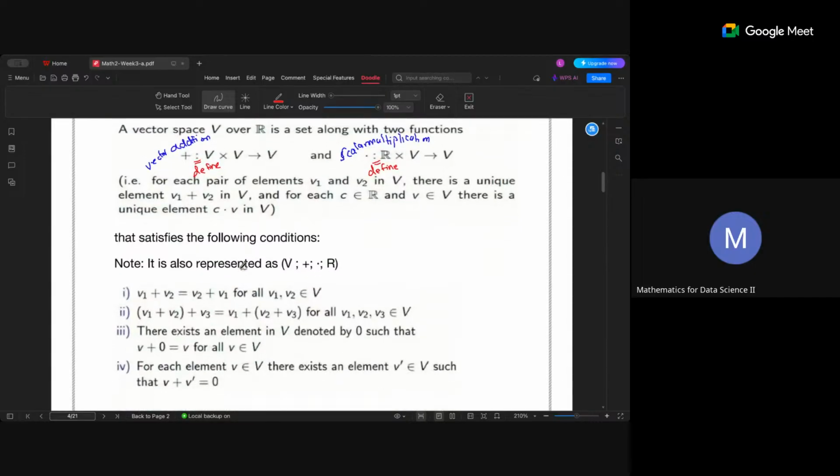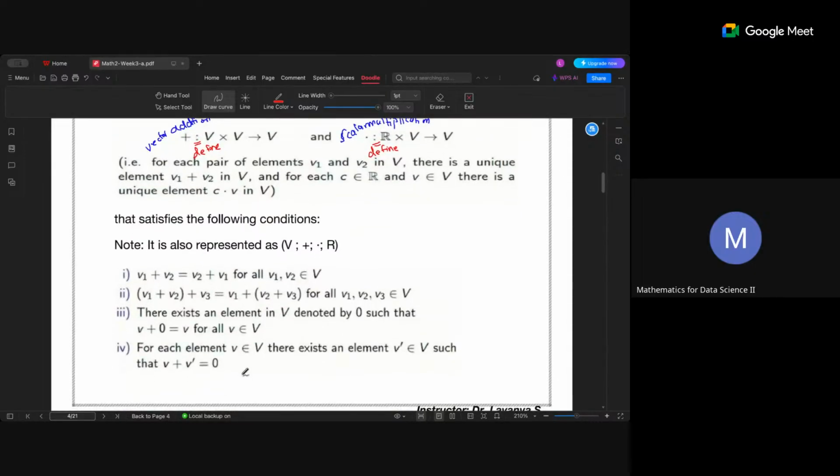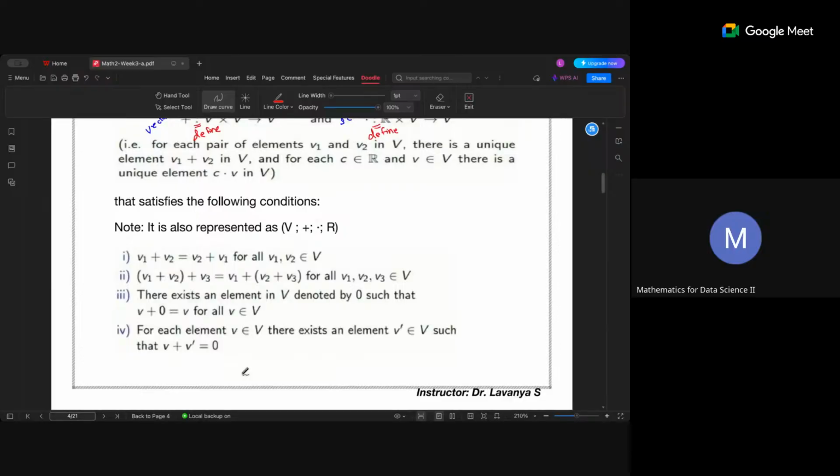Okay, next it should satisfy the following properties. So now here we are having V with the defined addition and scalar multiplication with respect to real numbers. So what is the first one? Do you identify it already? First property, everyone just tell me the properties. Commutative property, ma'am.